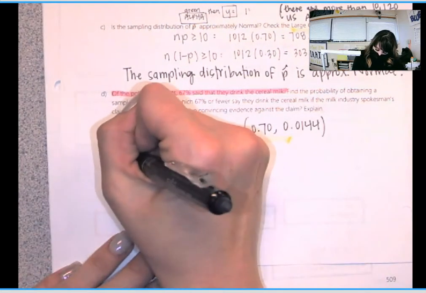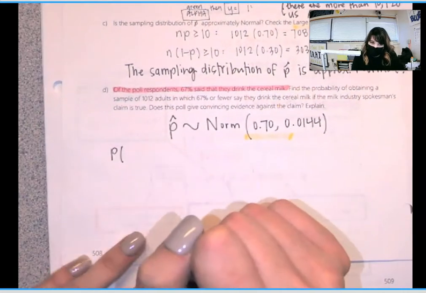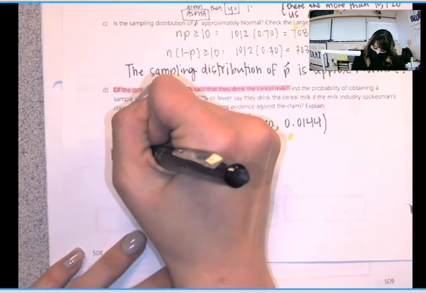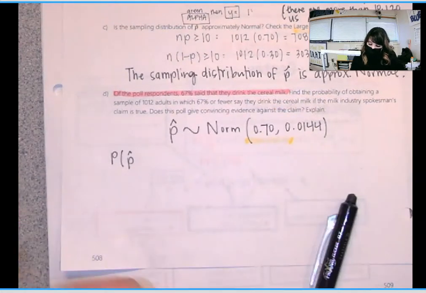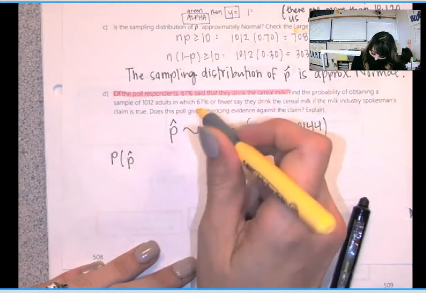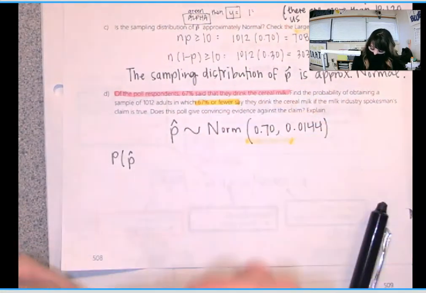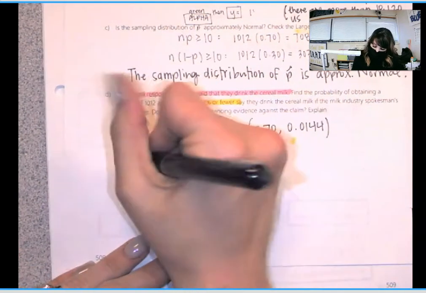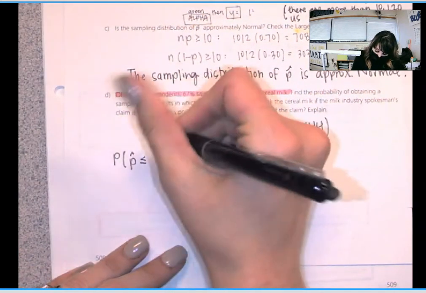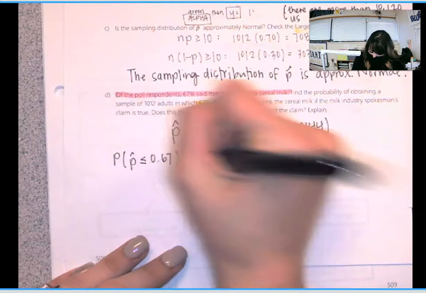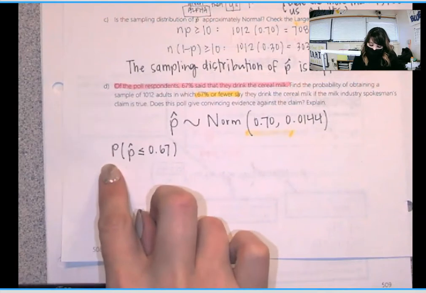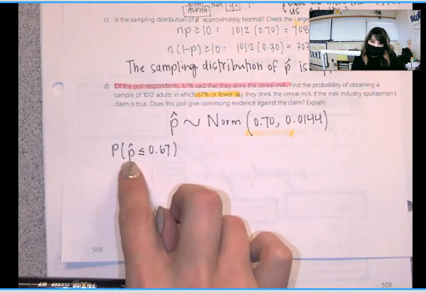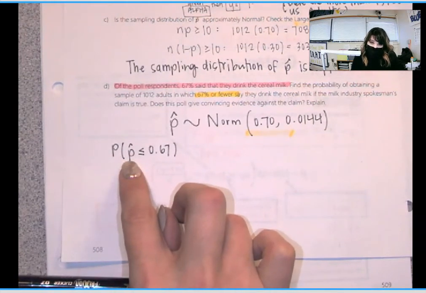They are asking us to find the probability, capital P, that we would get a sample value 67% or fewer. So they're specifically telling us that they want us to find p hat less than or equal to 0.67. So they're asking us, what is the probability you would get a sample that low or lower?